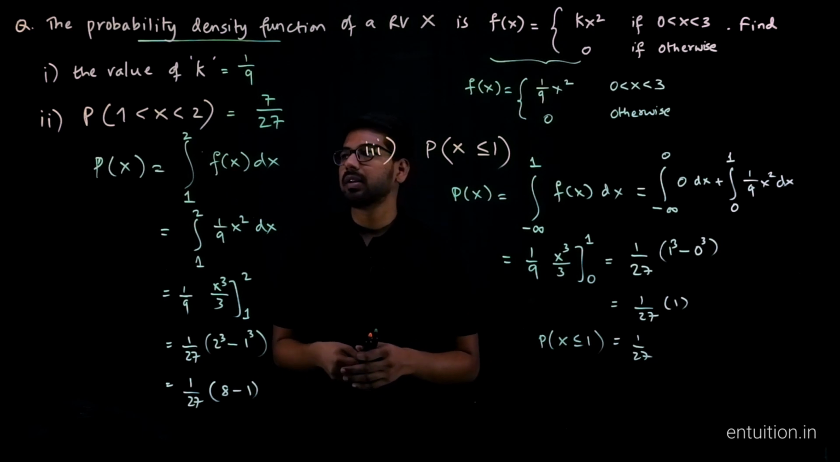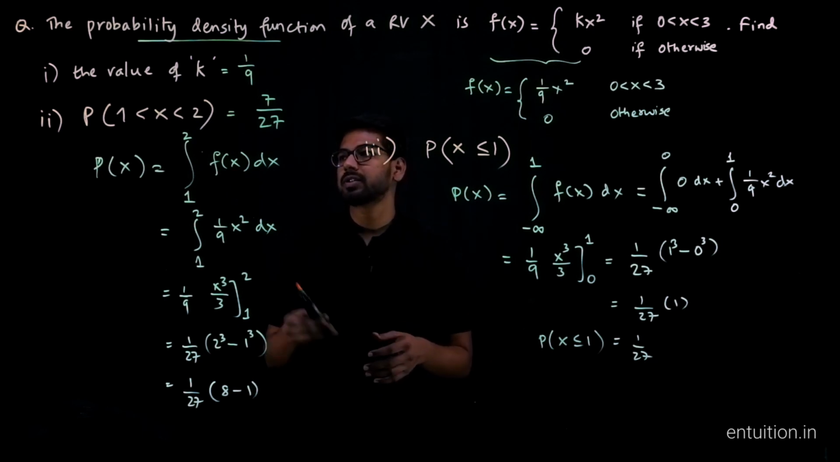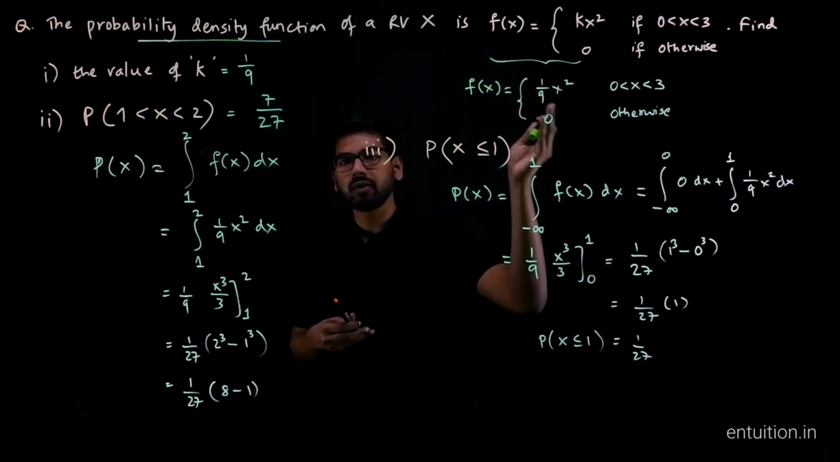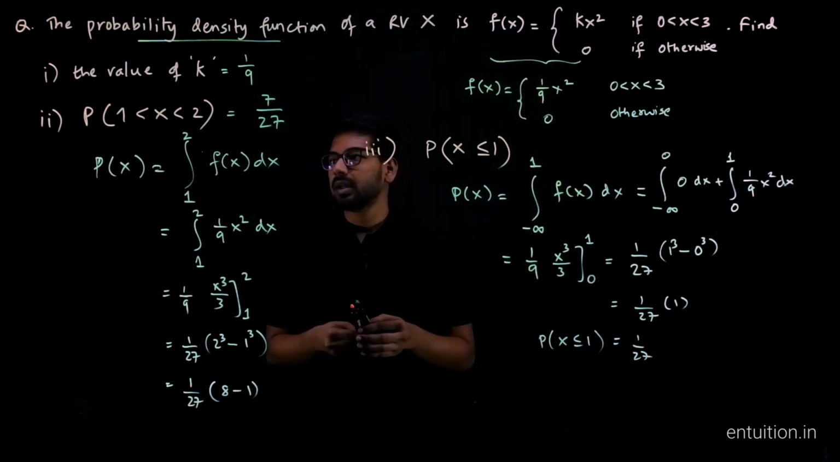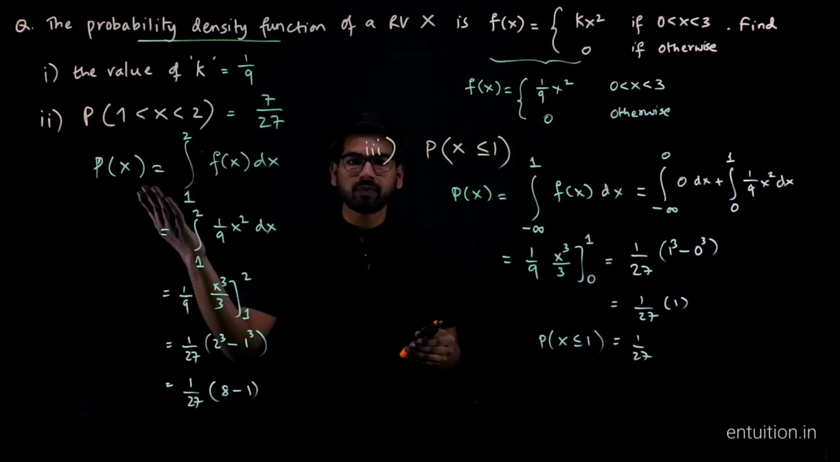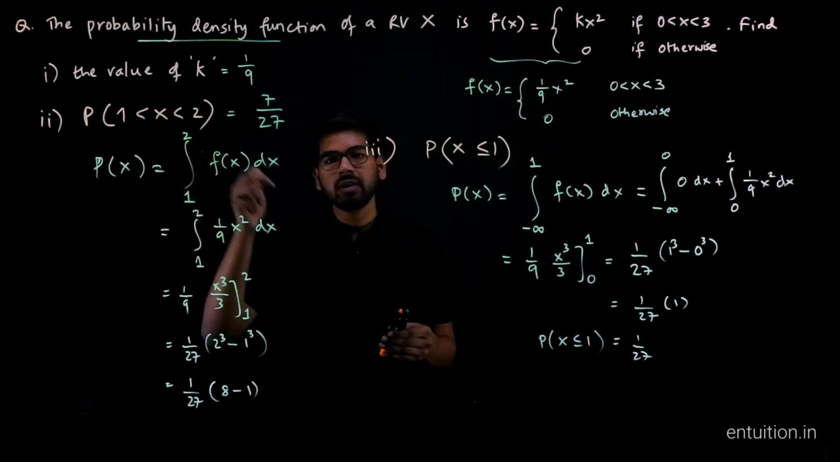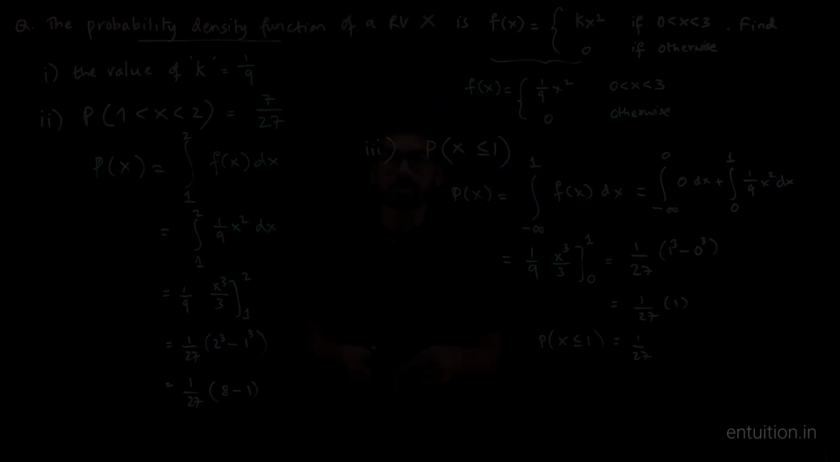This is the first question that you will definitely get in the exam. First you need to find the value of k by integrating f of x from minus infinity to infinity and equating it to 1, and then we can find the probability by integrating the probability density function over the given limits. Okay, let's see another question.